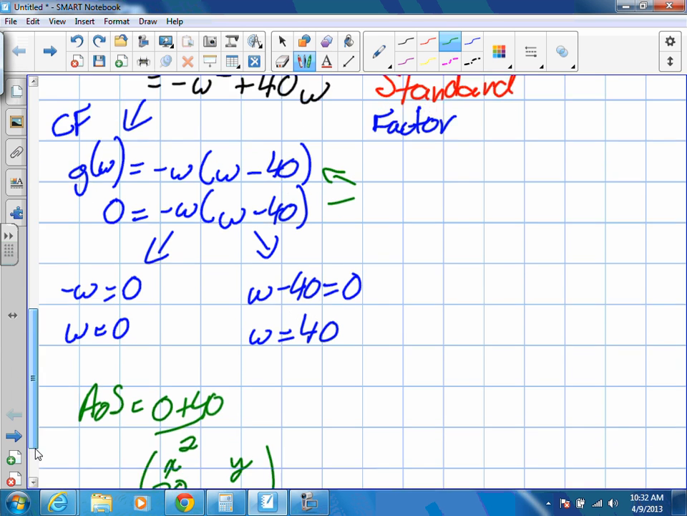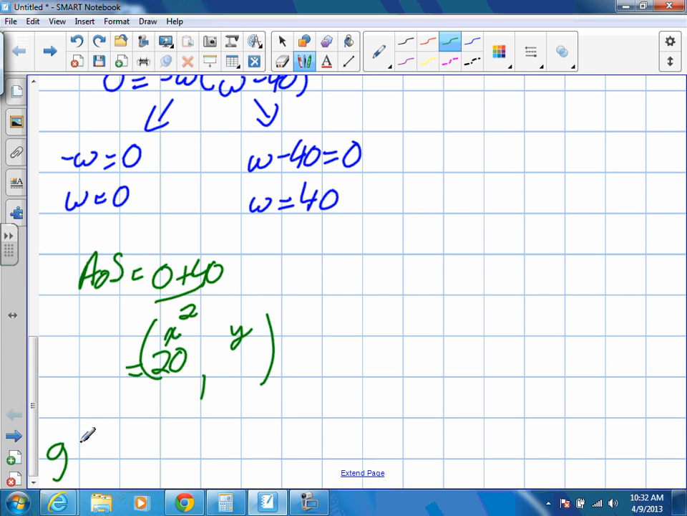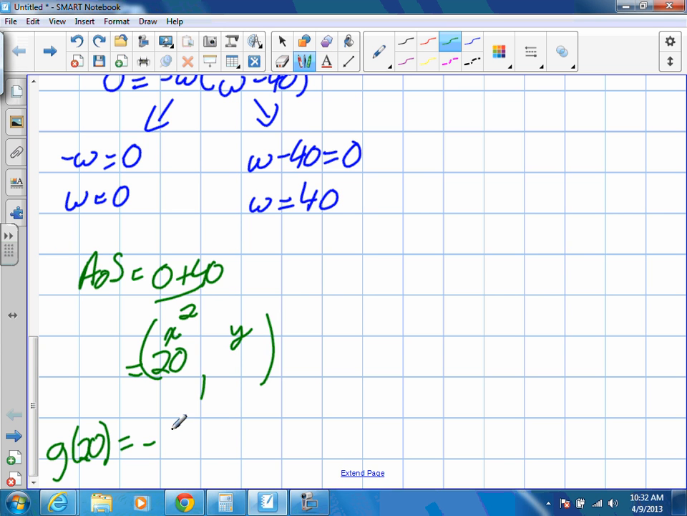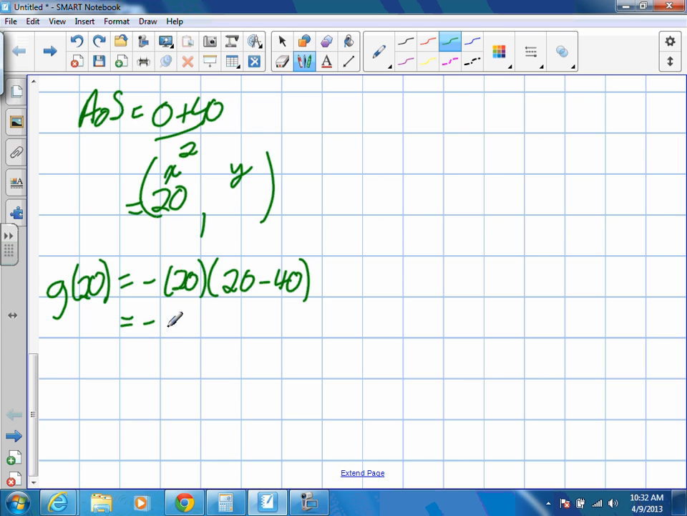We have G, when W is 20. Okay. Our equation is equal to, and I'm writing this in function notation, this becomes negative 20 times 20 minus 40. We'll simplify that bracket, and we're going to get negative 20 times negative 20. Anyone know what that's going to equal?